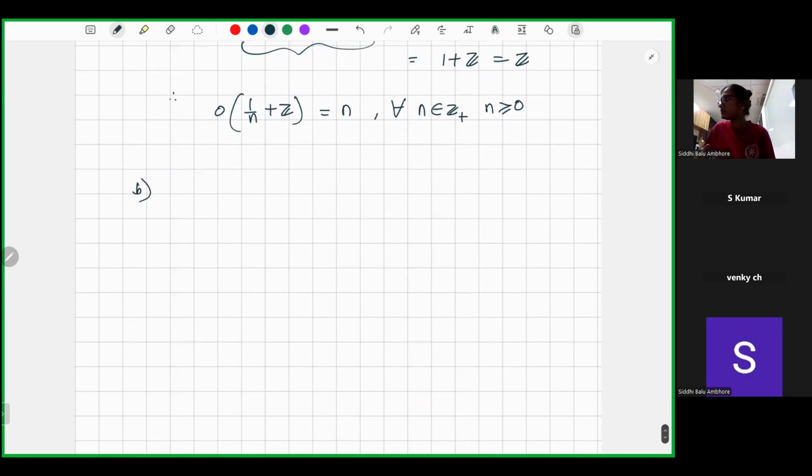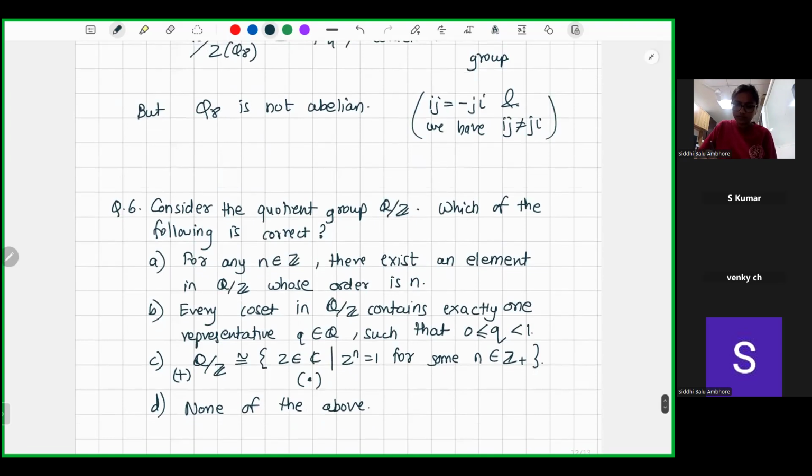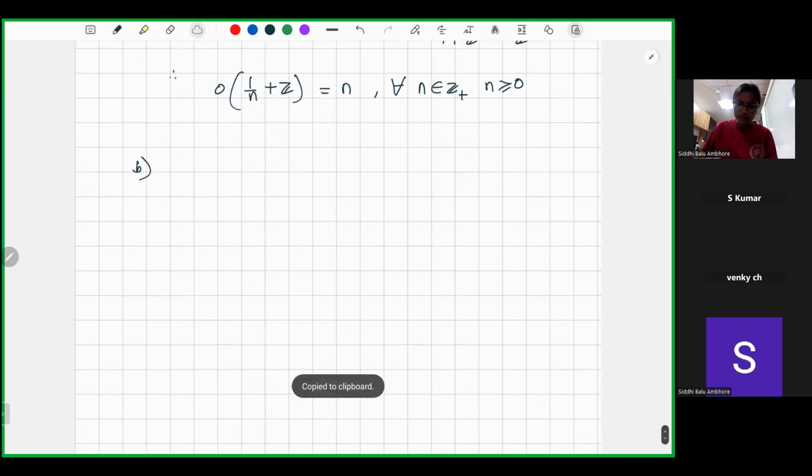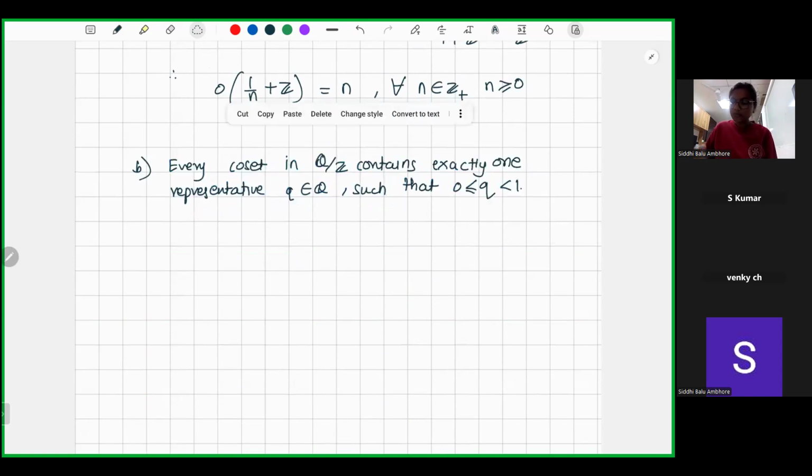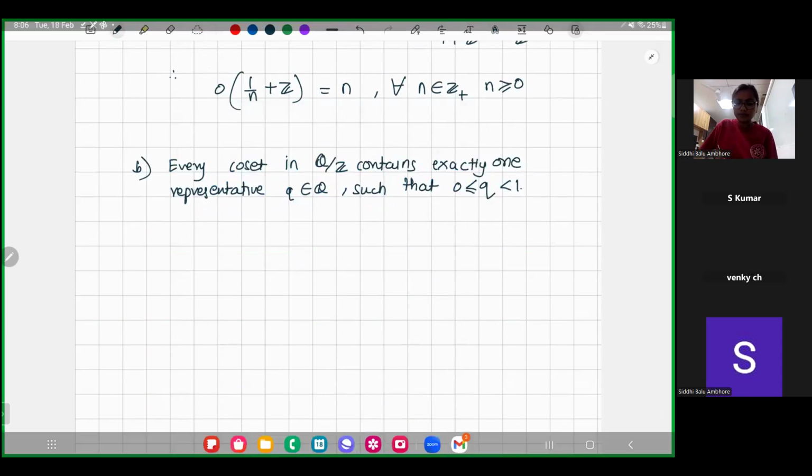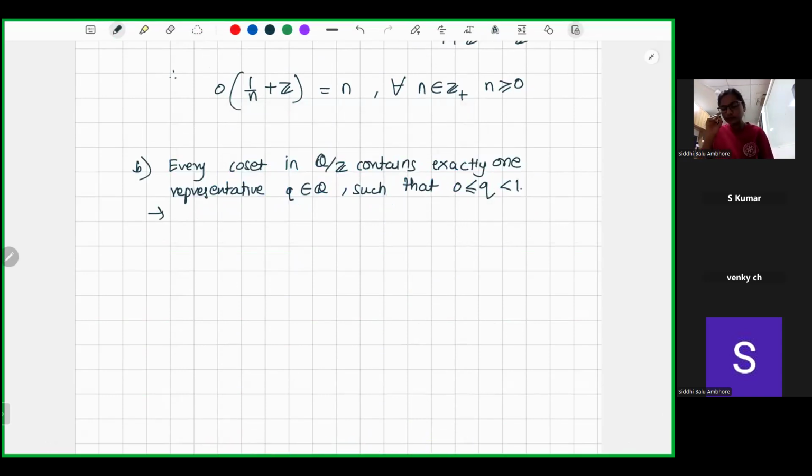Part B: every coset in Q mod Z contains exactly one representative. Let me just copy paste it from here. Let us not waste time, we'll discuss this and see. Every coset in Q mod Z contains exactly one representative in Q, such that it is between 0 and 1.